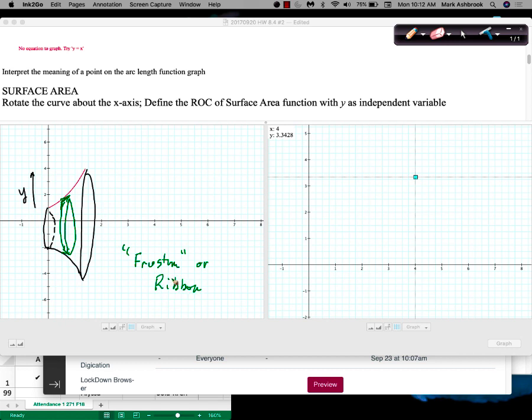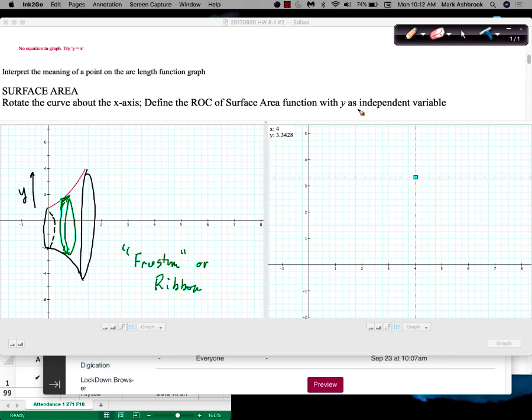Okay? So even though y is our independent variable, we're rotating around the x-axis. So those frustrums, those ribbons, have to be vertical. They have to be this way because of the rotation. But we can still do this in terms of y. So anyone think they can define the rate of change of surface area for this? Anyone think they got it? Volunteer.